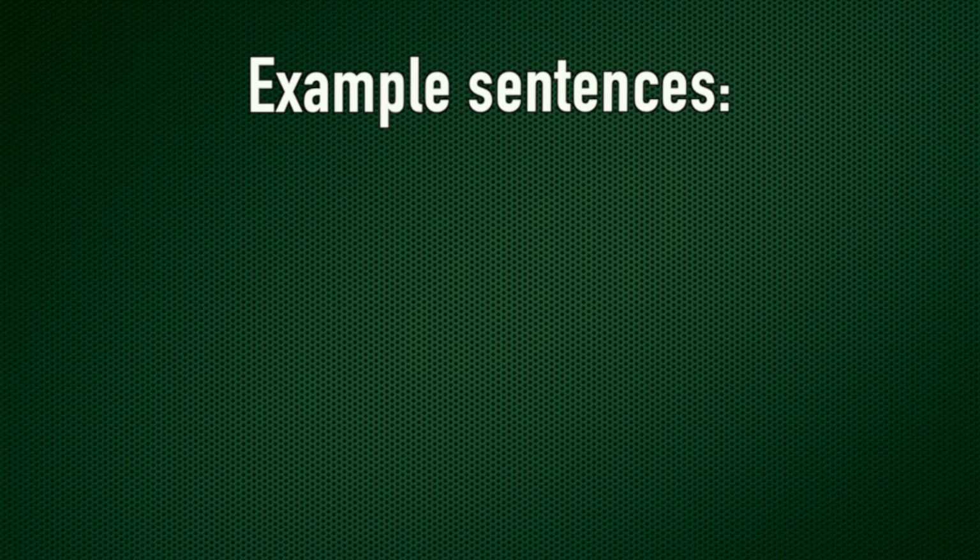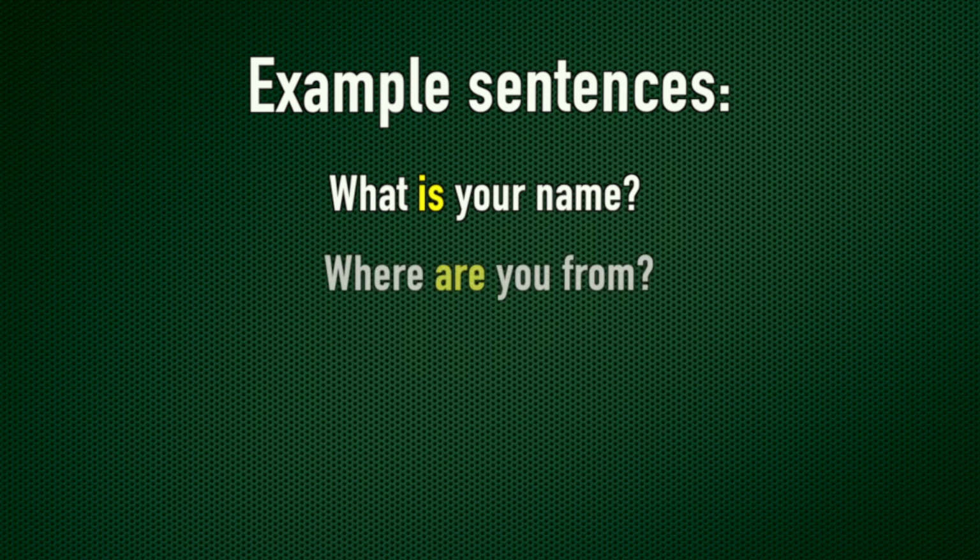In the first question, the question word what sits before the to-be verb is, followed by either a subject or a subject complement, your name, then plus the question mark. To make it in full, what is your name? Then it's the question word where, followed by the to-be verb are, plus the subject you, and then the object from, followed by the question mark. To make it a full question, where are you from?